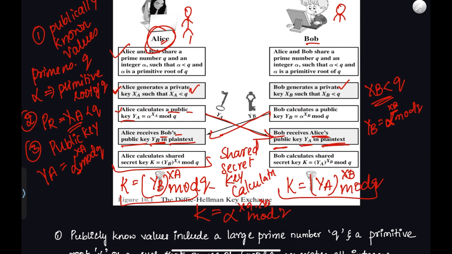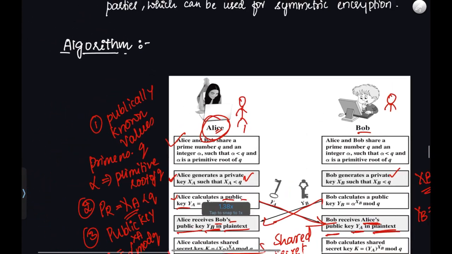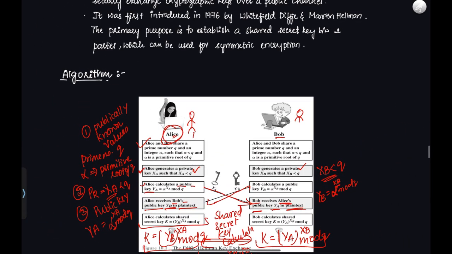So both these computations should result in the same value, and thereby we can say that the same secret has been shared between the sender and the receiver. So that's how the algorithm works for Diffie-Hellman key exchange.